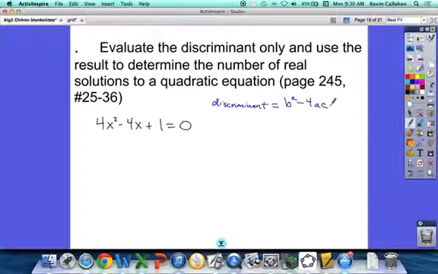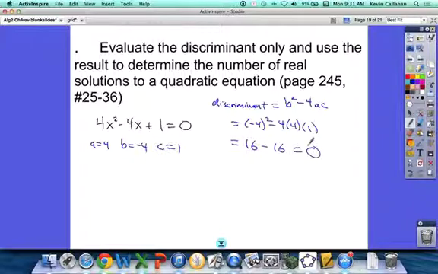It's only that, right? So evaluating the discriminant just means plug in for A, B, and C and see what you get. So here our A is 4, our B is -4, and our C is 1. Let's plug that into the discriminant. B squared is -4 squared minus 4 times 4 times 1, which is 16 minus 16, which is 0.